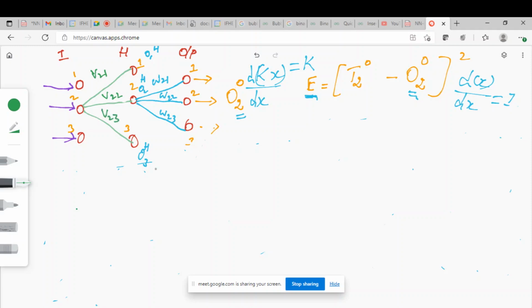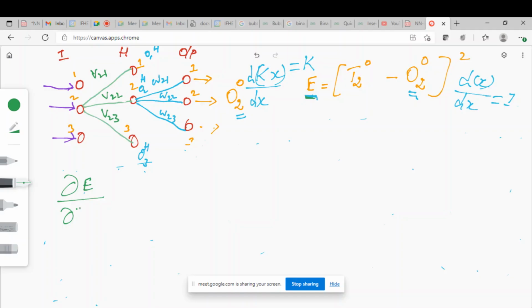Okay. Now we want to see what will be the change in error if you change this weight V22. So this differentiation will be: what will be the change in error if you change the weight V22? Okay. So this is what we want to solve.